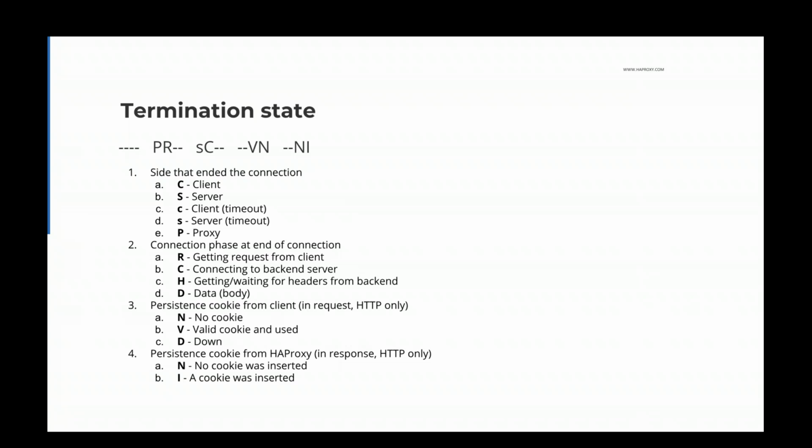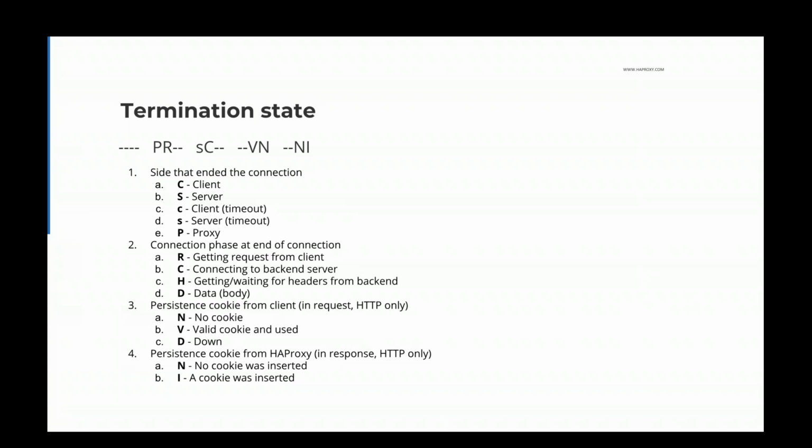Basically, this is a 2-character string for TCP mode, and for HTTP mode, it is 4 characters, which tell you exactly what the state was at the end of the connection, with each letter having a different particular meaning. So the first letter tells you which side ended the connection. So it says if the client closed the connection, if the server closed the connection, if HAProxy timed the connection out while waiting for the client to say something, if HAProxy timed it out while waiting for the server to say something, or whether the proxy closed the connection because of a rule of some sort.